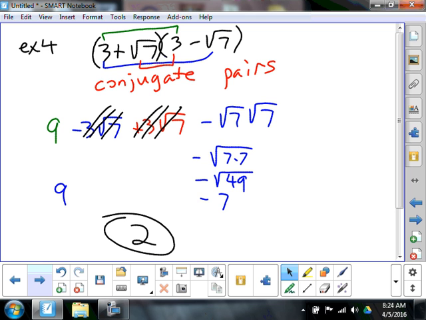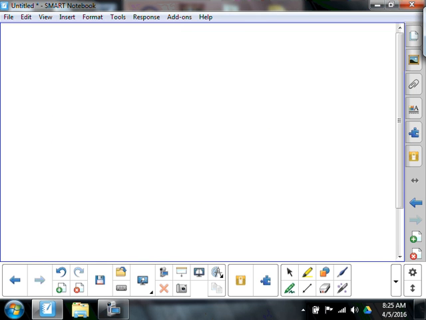You can believe that that will be an essay question on your next quiz. Describe what happens when you multiply an irrational binomial by its conjugate pair. You get a rational answer. Got it? Okay. Good. Well, let's look at one more, and then that'll be it for today.